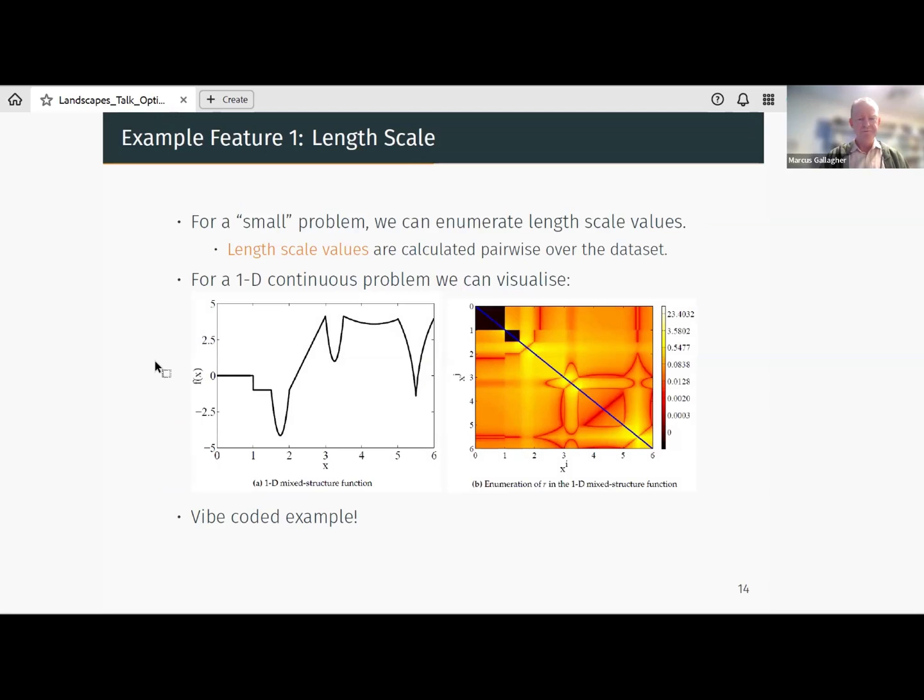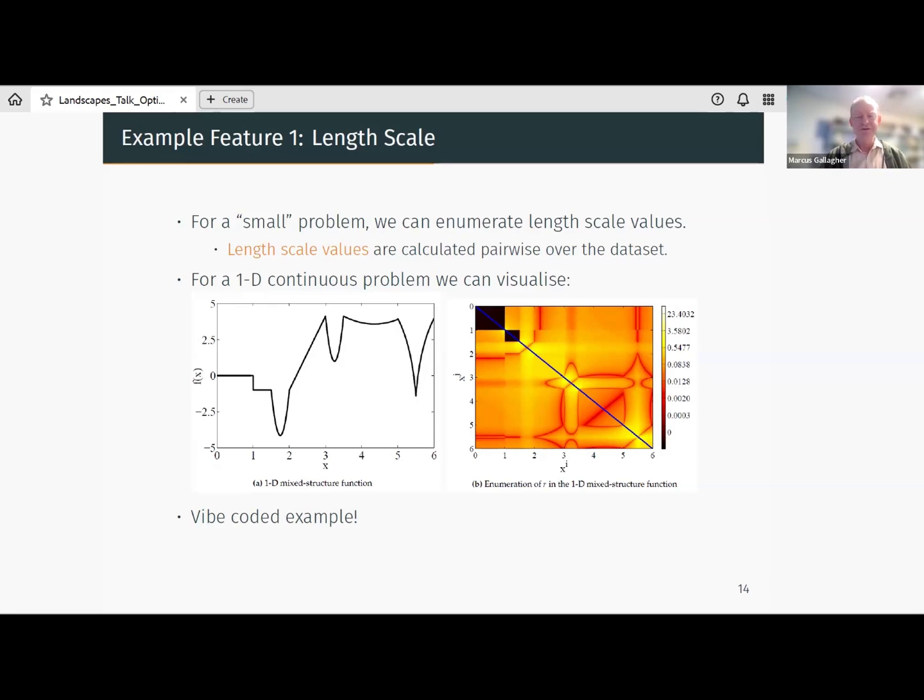So for example, this is a simple example where we have a kind of toy one-dimensional fitness function on the left, which is constructed to try and have different structure in it. And then what we do is enumerate, do a whole sweep of values along the x-axis and get many points, and then we evaluate the objective function, and we calculate those length scale values pairwise over the whole data set.